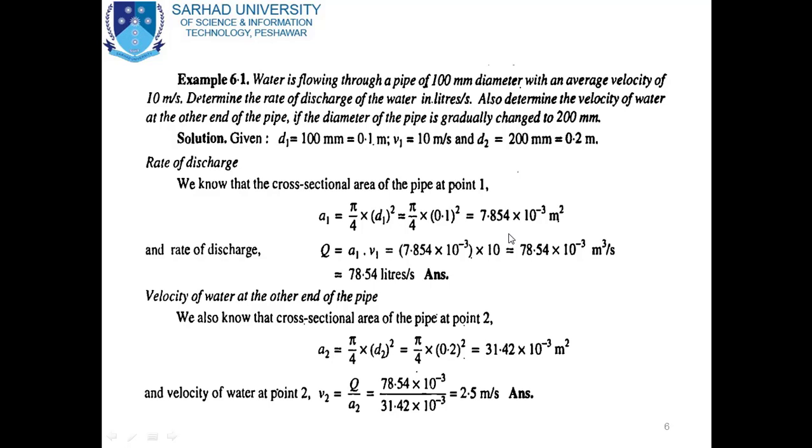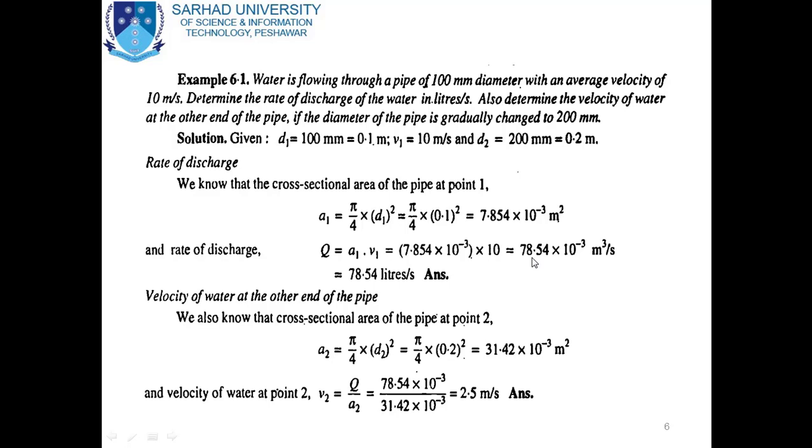Now to find the rate of discharge, we have the equation Q is equal to A1 V1. A1 is already found out and V1 is already given, so put the values. A1 is equal to 7.854 into 10 to the power minus 3, while V1 is equal to 10 meters per second. So putting the values, we will get the rate of discharge, which is equal to 78.54 into 10 to the power minus 3 cubic meter per second.